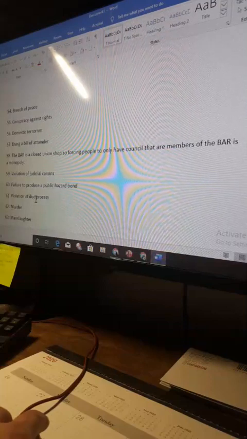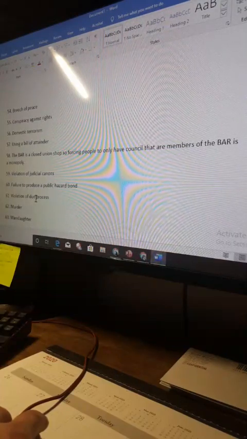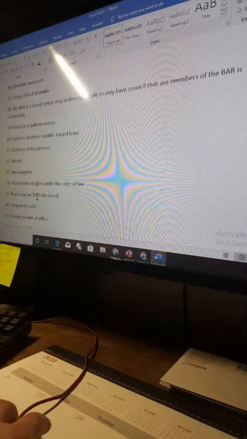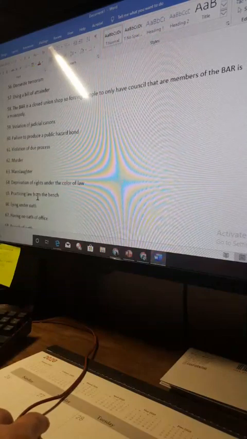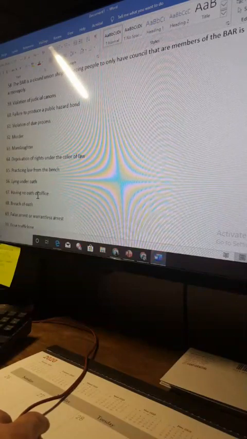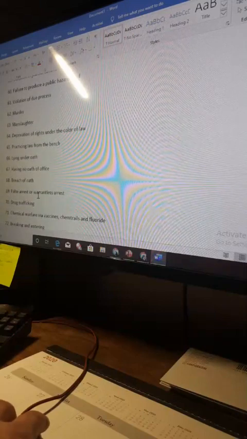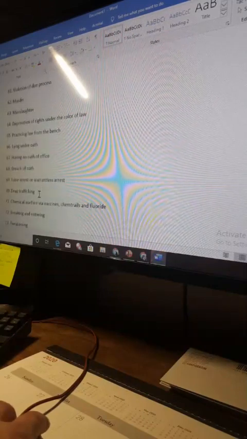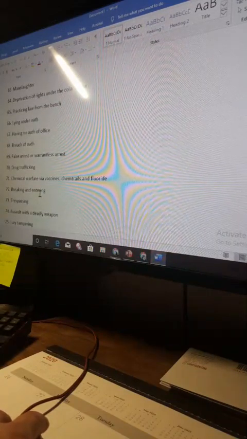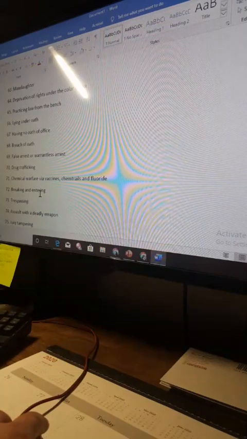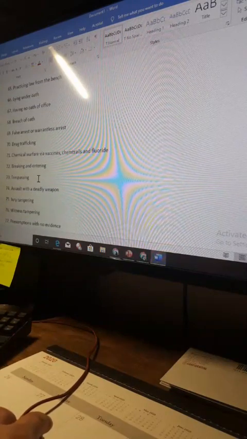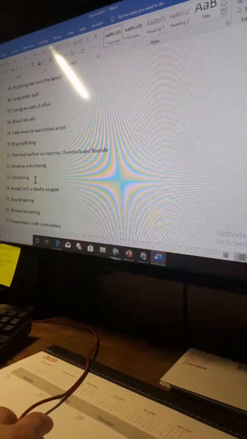The bar is a closed union shop, so forcing people to only have counsel that are members of the bar is a monopoly, which is highly illegal. Violation of judicial canons, failure to produce a public hazard bond, violation of due process, murder, manslaughter, deprivation of rights under color of law, practicing law from the bench, lying under oath, having no oath of office, breach of oath, false arrest or warrantless arrest, drug trafficking, chemical warfare via vaccines, chemtrails and fluoride, also pepper spray, the number of different gases they use. It's all highly illegal and a trespass against humanity.